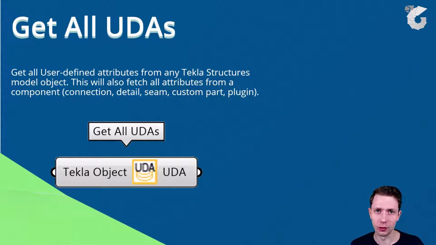It's a really useful component. If you are wondering what the name of a specific UDA is, you can just manually go to user-defined attributes, give the attributes manually, and then get the Tekla object here. So you will get the name which you already filled. I will show you. This will also fetch all attributes from components, like connections, details, seams, custom parts, and all the plugins. Okay, enough of theory. Let's go to Tekla and play with Grasshopper UDAs.